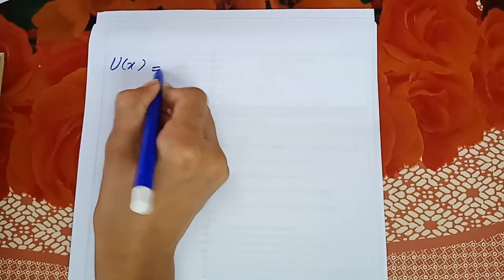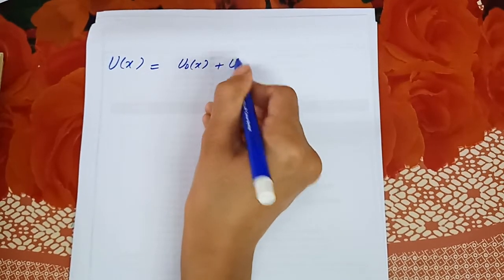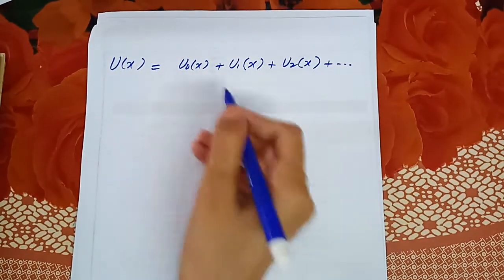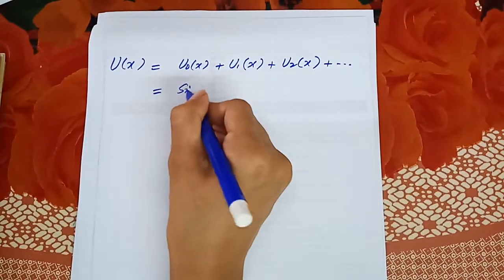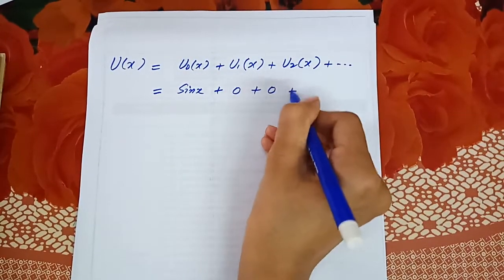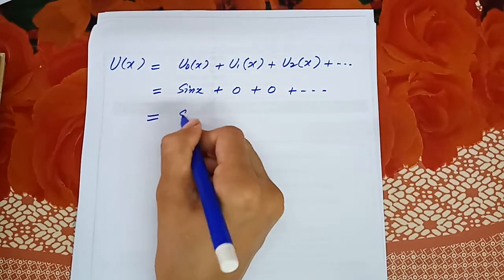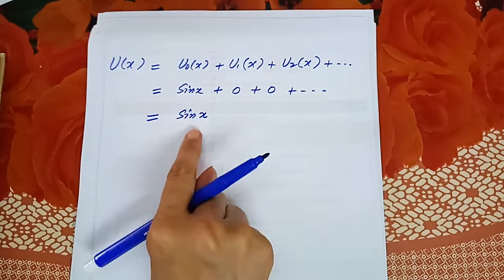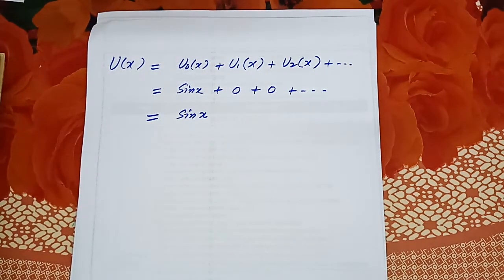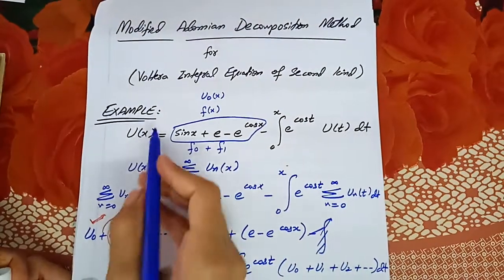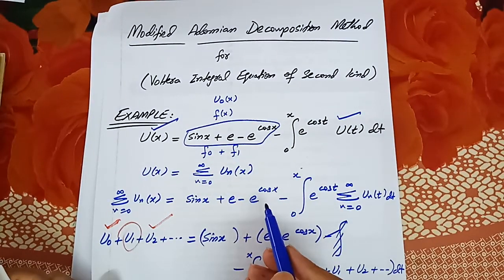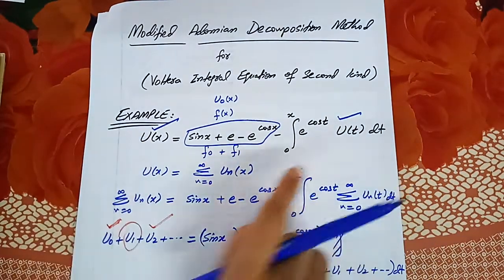So let's plug in the values. u of x is u0 of x plus u1 of x plus u2 of x and so on. u0 was sine of x, plus 0 and so on. So your solution is sine of x. Now we can check whether the solution is the exact solution or not. To check it, you can use the value of this u in your question on the left side and on the right side as well. If both sides are equal, it means you have the exact solution.